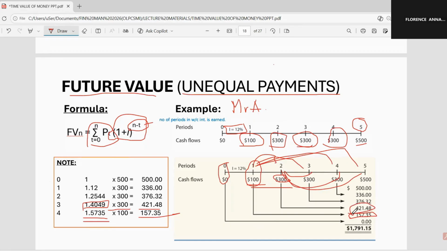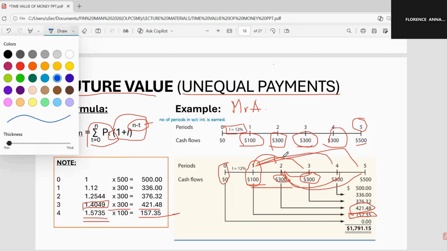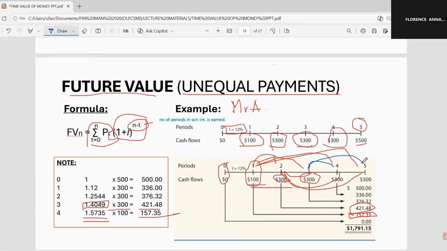You multiply that with your cash flow na $300, you'll get $421.48. Same din dito. For the third period, wherein nag-invest na naman siya ng $300, for ilang period ito mag-earn ng interest? You'll have 1 and 2. So, that's 2 periods. So, ano yung ating FVIF? You have 1.2544, which is 1.12 times 1.12. Bakit 1.12? That is 1 plus 12% interest. So, 1.2544 times 300 na cash flow, you'll get $376.32.